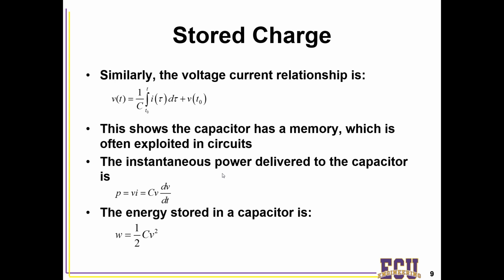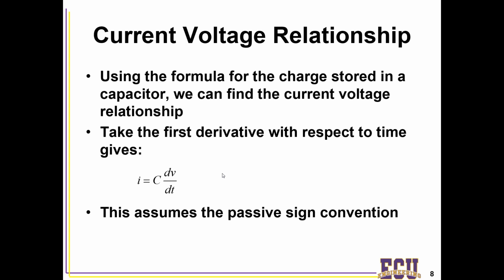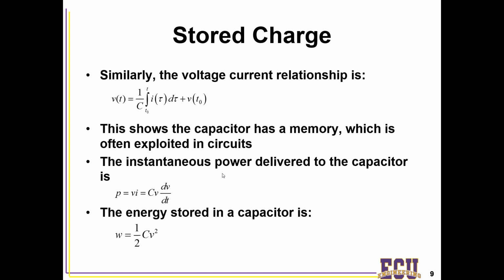Stored charge: if you take this particular equation and just integrate both sides, what you end up with is the voltage-current relationship. If you want to find voltage, it's 1 over C times the integral from some initial time up to the current time of i, and so we're not confused between the current time and the function of time, we'll just say i of tau d tau, plus some initial value.